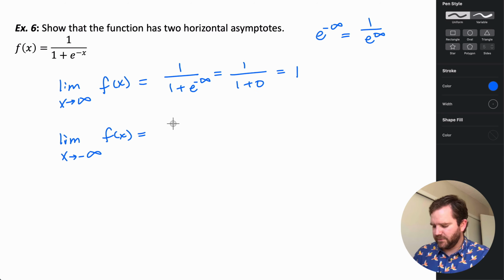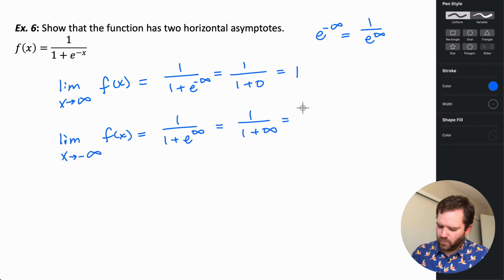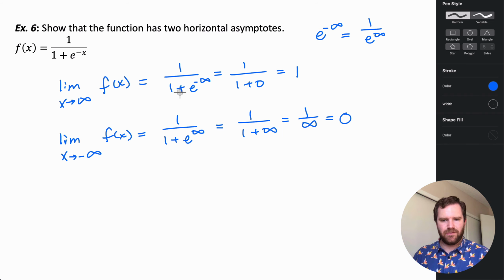Now if I plug in a negative infinity, it's 1 over 1 plus e to the opposite of negative infinity, which is going to be positive infinity. E to the infinity is infinity. So that's going to be 1 plus infinity, which is just infinity. So 1 over infinity is 0. So we have a horizontal asymptote of 1 as we go off to infinity, and then a horizontal asymptote of 0 as we go off to negative infinity.